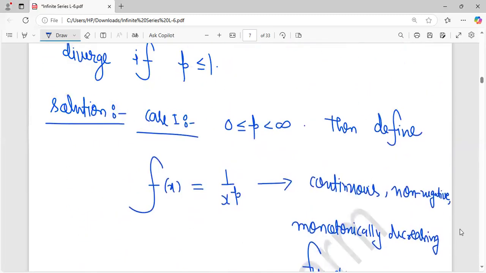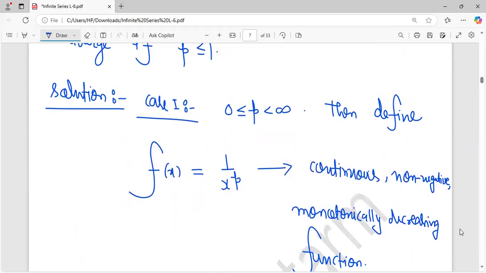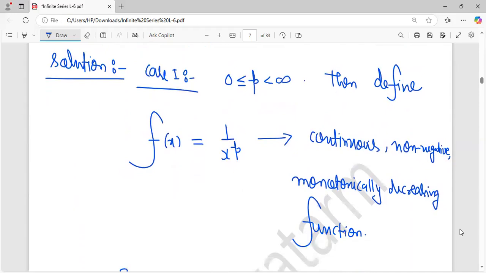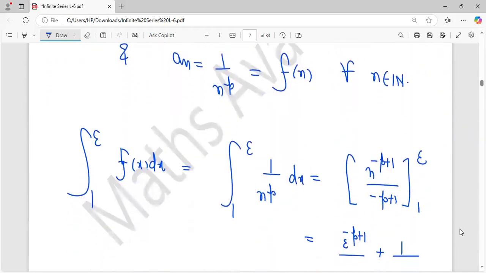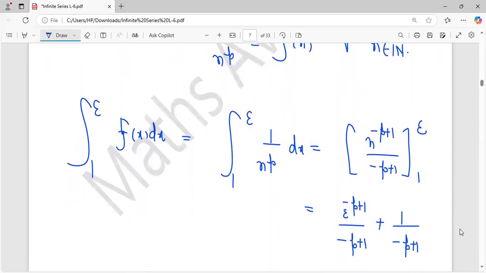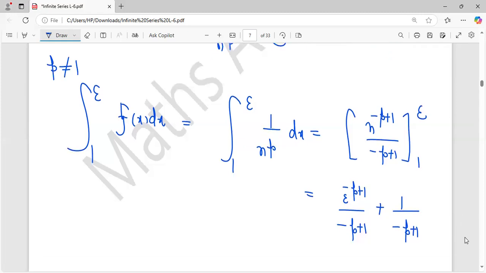So I have taken this and defined this, and that is a continuous, non-negative, monotonically decreasing function. So I am taking here case 1, if p is not equal to 1. Then I have this one. So the integral is minus p plus 1 upon minus p plus 1.